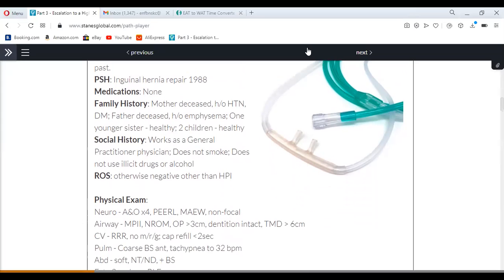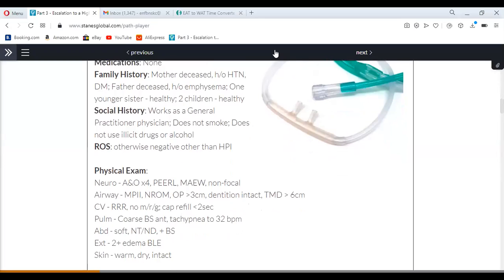So in his social history, he works as a general practitioner physician. Remember, we say he's a colleague. He doesn't smoke, does not use any controlled drugs or illicit drugs, and does not consume alcohol. And in the review of systems, there was nothing remarkable.